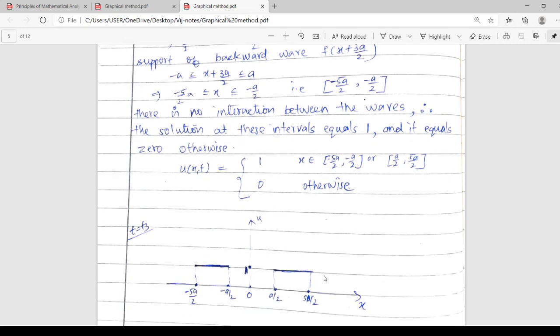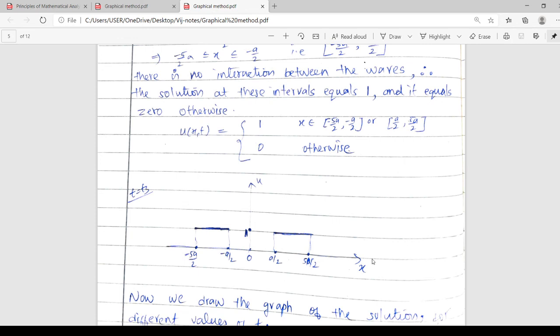So I have drawn here the x-axis and the u-axis for the solution u. Here it takes the value 1. This is -a/2. This is -5a/2. Here it takes the value 1. This is a/2. This is 5a/2. So here it takes the value 1. At all other points it is 0. So this is for t equal to t3.